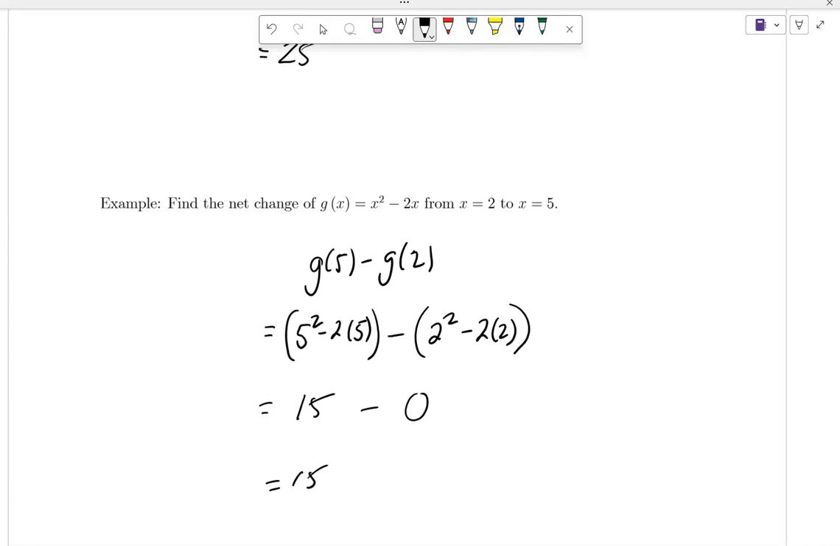Is that okay? We will come back to this idea of being able to do these net changes when we come back to average change, but that's what net change is. All right, so we're going to move on to the next section here.